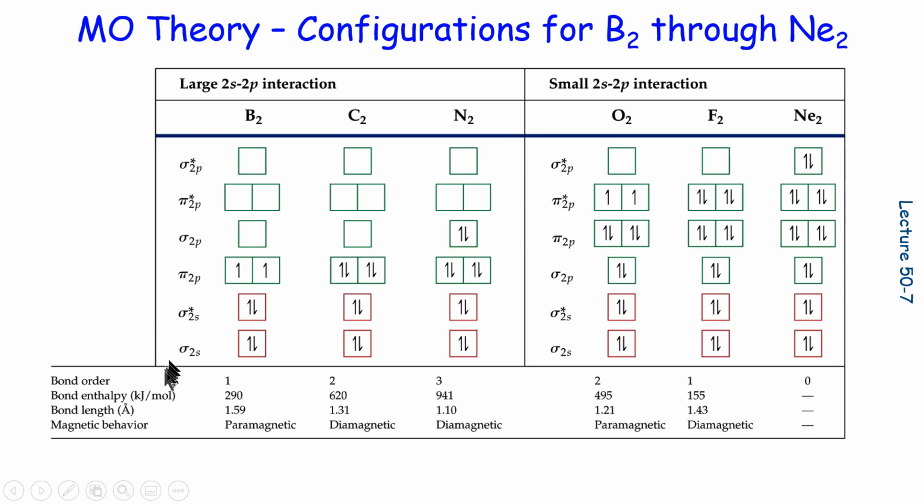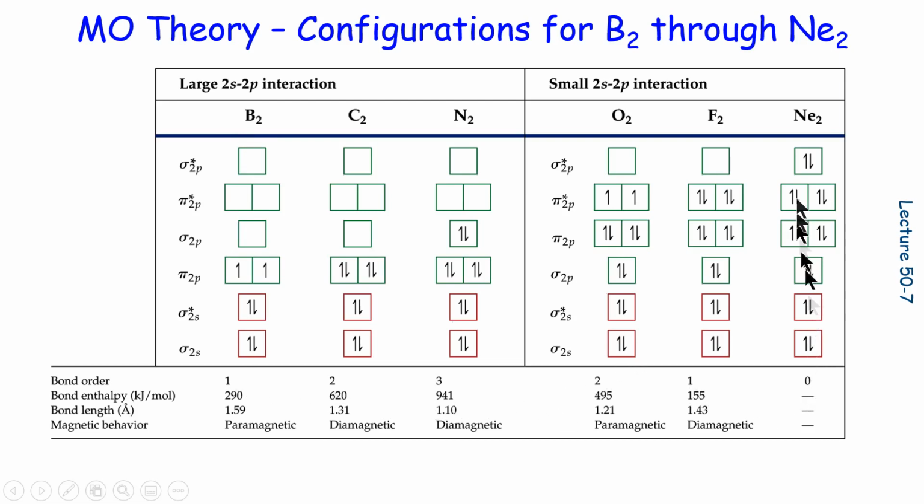Okay. And now look at this summary table here. The bond order, if you use the bond order equation, you can calculate. So for B2, the bond order is 1. For C2, the bond order is 2. And for N2, the bond order is 3. The greater the bond order, the more stable the molecule. So therefore, N2 is more stable than C2, and C2 is more stable than B2, okay?